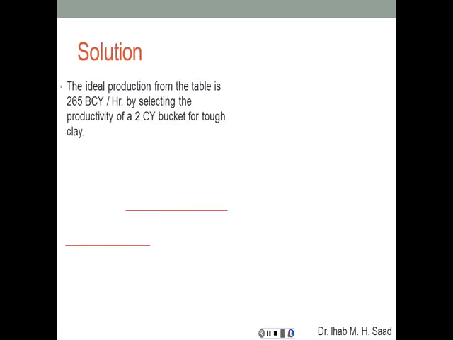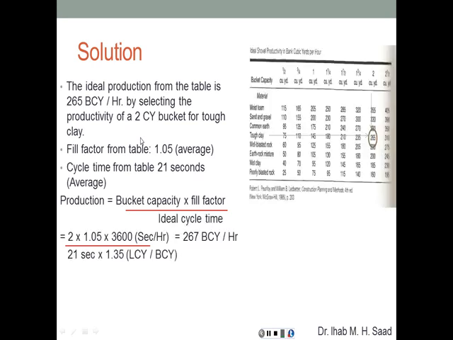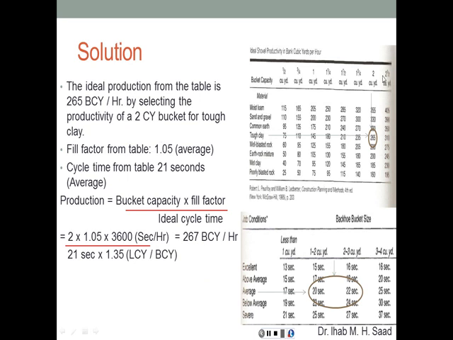So the ideal production from the table is 265 bank cubic yards per hour. Let's look at that table. So we have a 2 cubic yard bucket, and we have tough clay. Therefore the ideal production rate is going to be 265 bank cubic yards per hour. The fill factor for that tough clay, as we have seen before in the table, is 1.05.